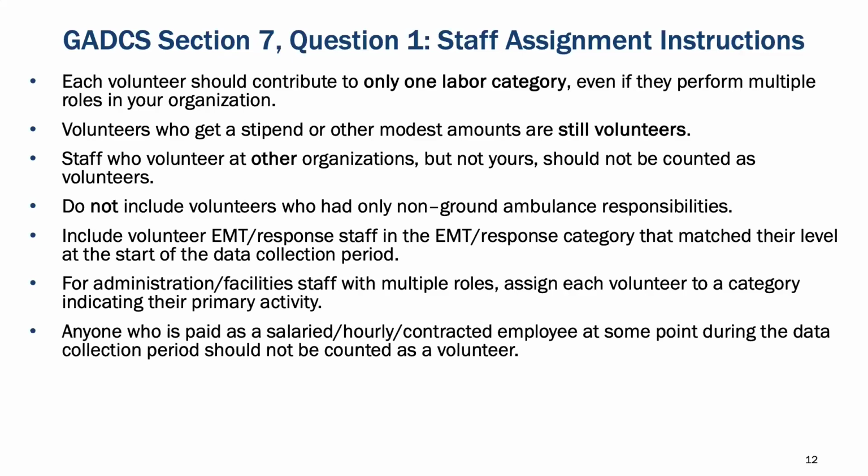Now we will walk through some of the rules for determining how to categorize staff into one of the labor categories. First, volunteers who get a stipend or other modest amounts of compensation or benefits, but are still considered volunteers per state and federal labor laws, should be reported as volunteers.